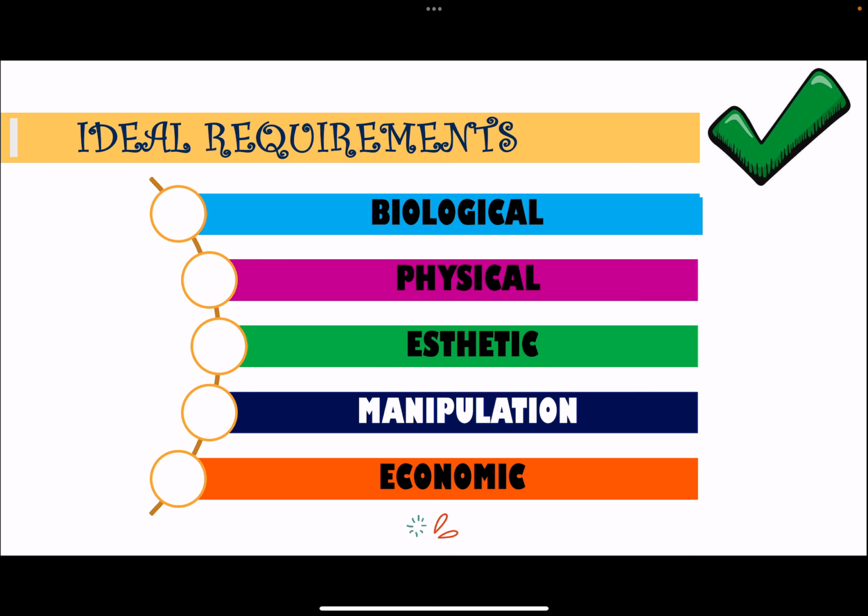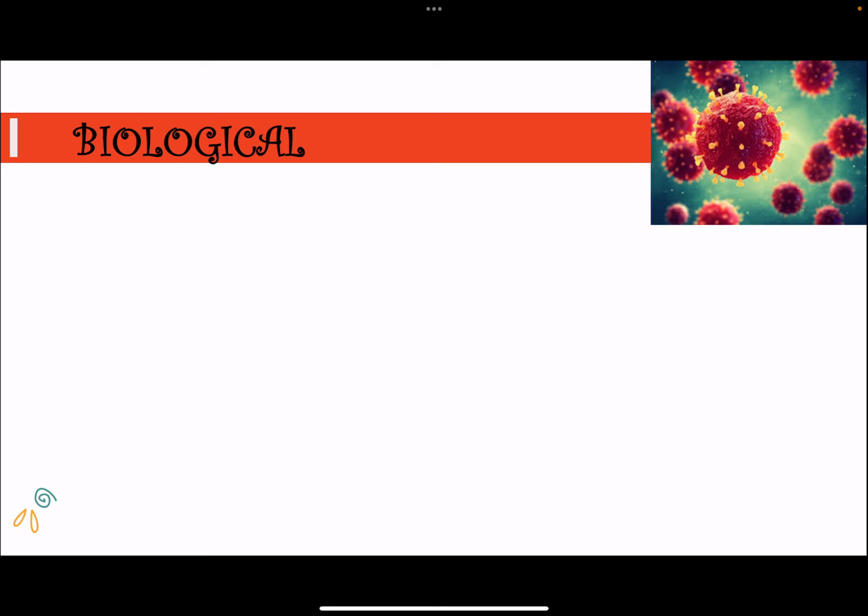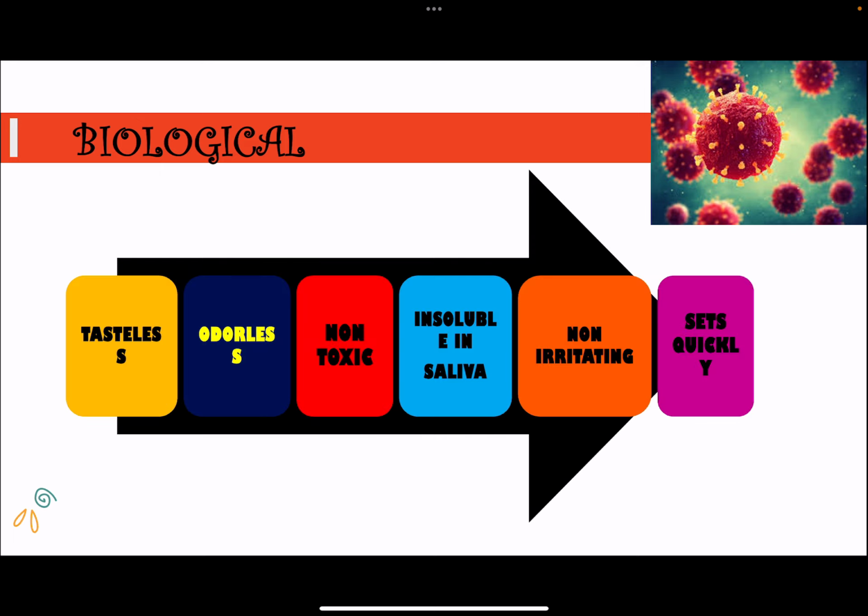Now that we are familiar with the terminologies, let's move on to ideal requirements. Ideal requirements will be discussed under biological, physical, aesthetic, manipulation and economic. So let's see the biological requirements of polymers. It should be tasteless, odorless, non-toxic, insoluble in saliva, non-irritating and sets quickly.